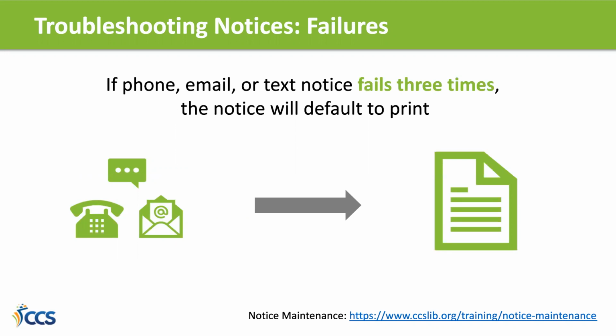Now, as we've mentioned before, Polaris will attempt to send those phone, email, and text notices 3 times. And if all 3 attempts fail, most notices are going to default to print. And then like we mentioned before, it's going to go back to the patron's preferred format the next time a notice is generated for that patron. One thing to note here is that it excludes those reminder type notices, like the auto-renewal notices and the pre-expiration notices. Those are courtesy notices, kind of a one and done notice. So if they fail, they're not going to attempt again or default to print.